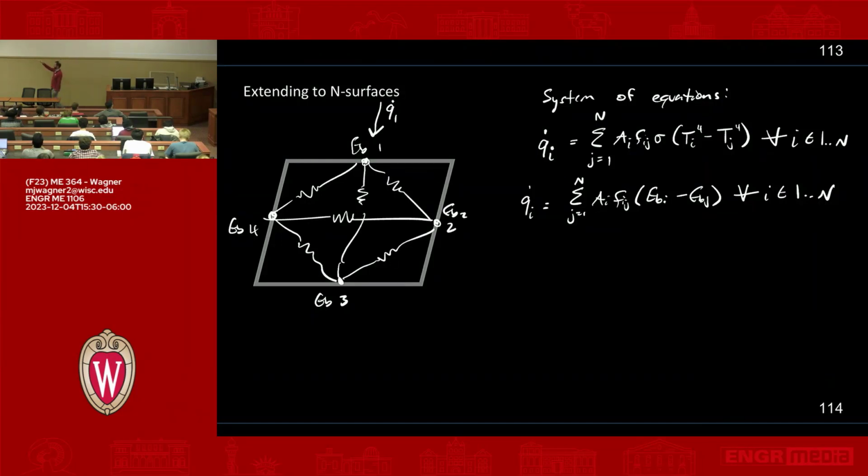So in this case, I'd have i equals 1, 2, 3, and 4. So I'm going to have 4 different Q dot equations, 1 for each surface, each of which contain 4 terms in them. All right? So the notation is really important here to get that right. But so now you have, oh, yeah, question.